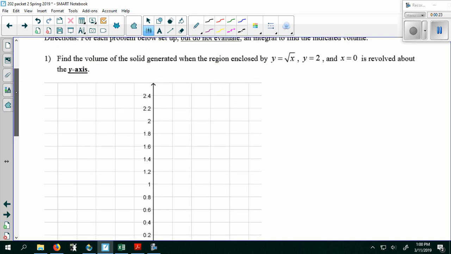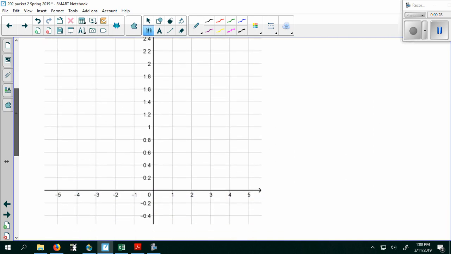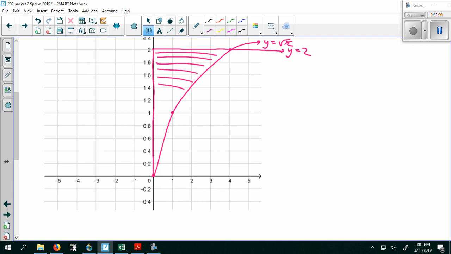Okay, so I'm going to start by graphing these three curves: y equals square root x, y equals 2, and x equals 0. So square root x looks like (0, 0), (1, 1), (4, 2). That should be enough for square root x. And then y equals 2 is this. And x equals 0 is the y-axis. So it's this region enclosed by these three curves. Shade that in.